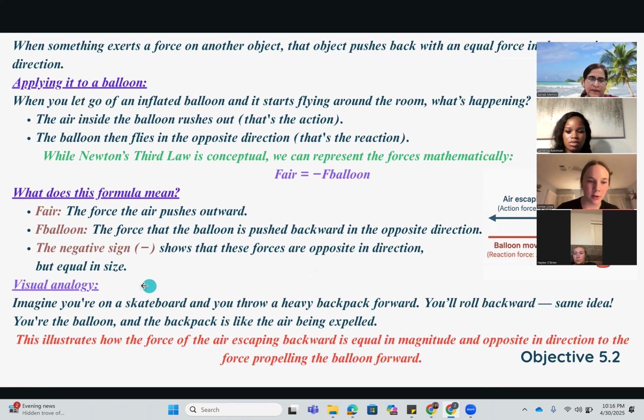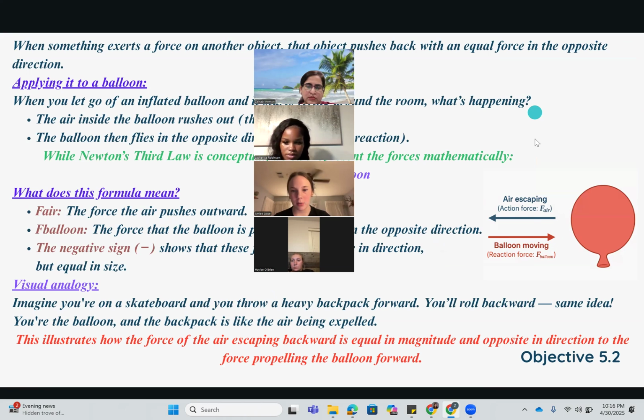And then a visual analogy: imagine you're on a skateboard and you throw a heavy backpack forward. You'll roll backward. It's the same idea if you're the balloon and the backpack is like the air being expelled. This illustrates how the force of the air escaping backward is equal in magnitude and opposite in direction to the force propelling the balloon forward.